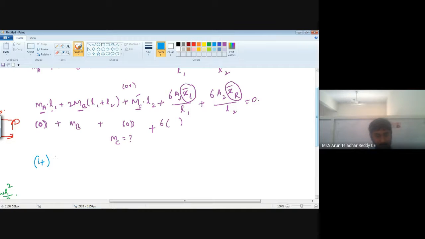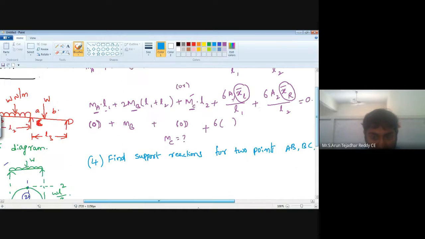Fourth point, find support reactions. Find support reactions for 2 points. It means AB, BC, CD, etc.